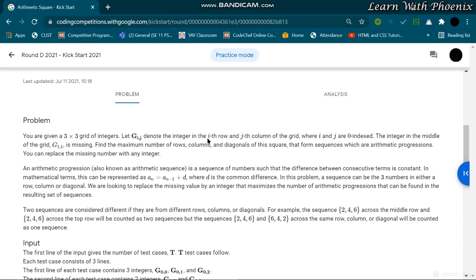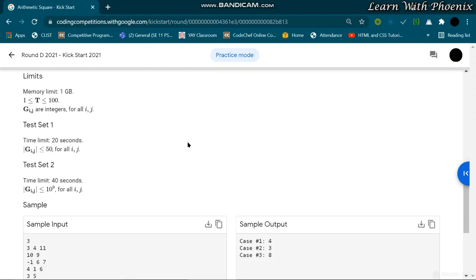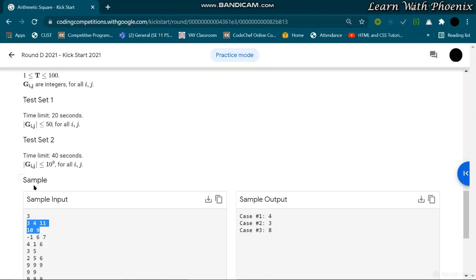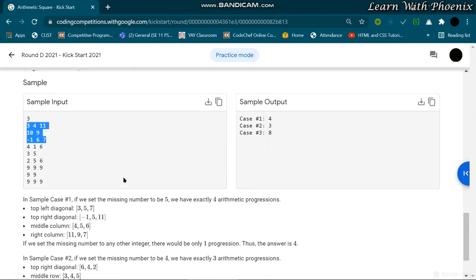So what we have to do? We have to fill the missing element, and check how many arithmetic progressions we get after filling it. The number of checks we have to do is 8: 3 rows, 3 columns, and 2 diagonals. I'll explain how this particular sample case works, and after that we will head on to building the solution.